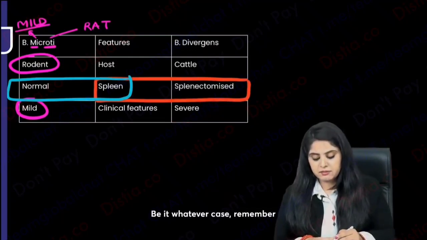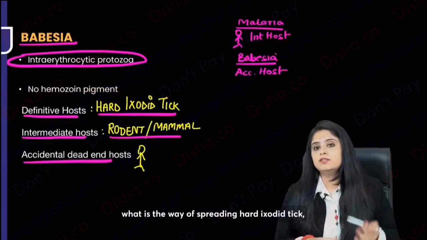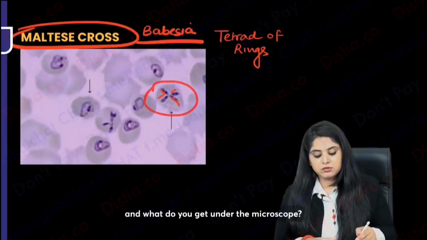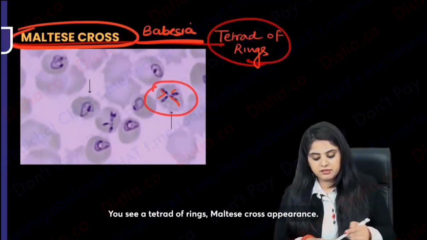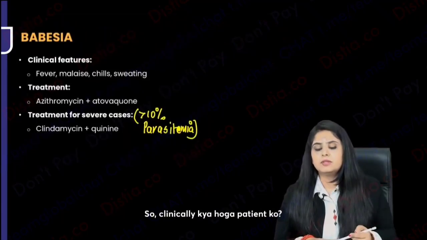Be it whatever case, remember the question that comes is, what is the way of spreading? Hard-bodied tick. And what do you get under the microscope? You see a tetrad of rings, Maltese cross appearance. Is that okay with everyone? So clinically, what will happen to the patient?